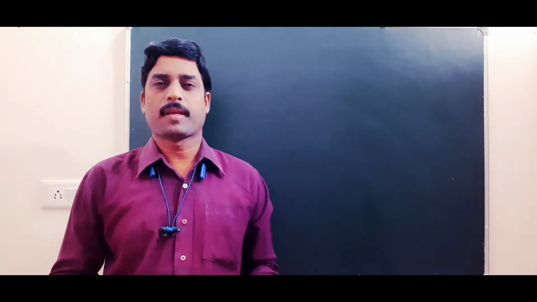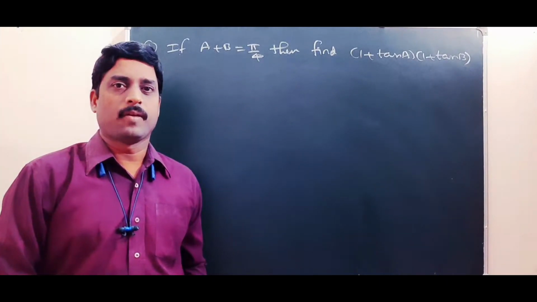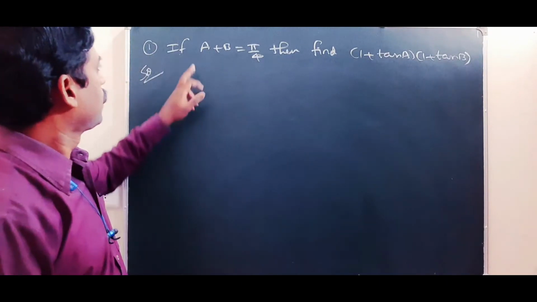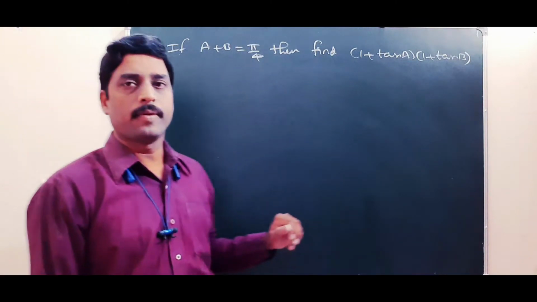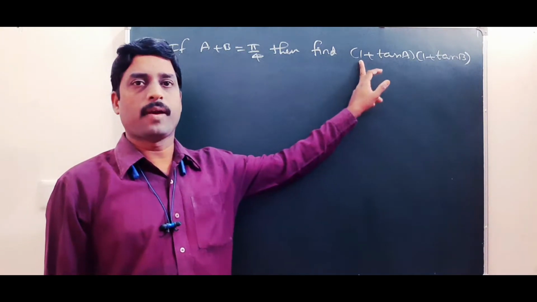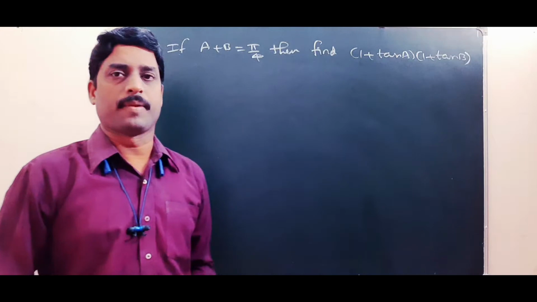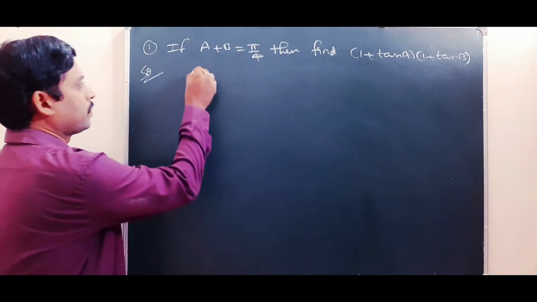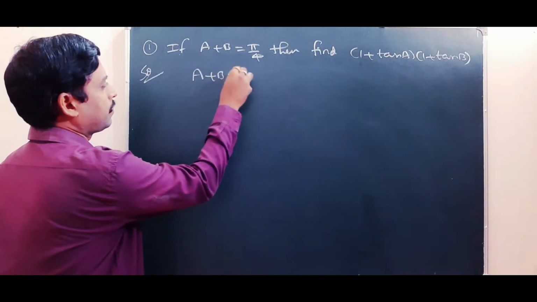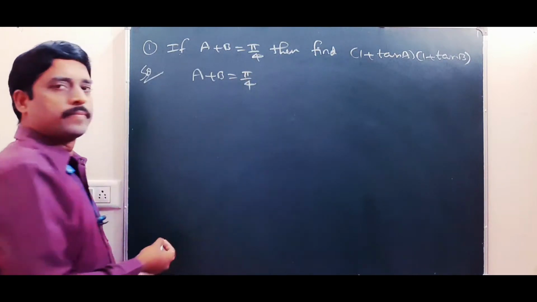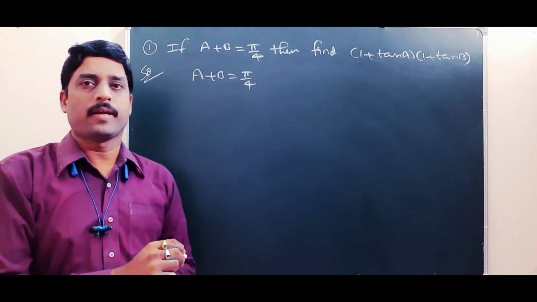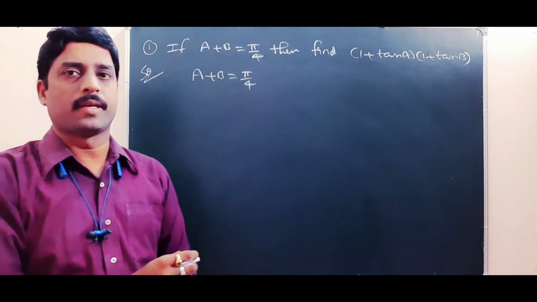Today I would like to explain trigonometry problems. Okay, now explain question number 1. If a plus b equal to pi by 4, then we have to find 1 plus tan a into 1 plus tan b. Okay, so what is the given condition? a plus b equal to pi by 4. So what is required? 1 plus tan a into 1 plus tan b.